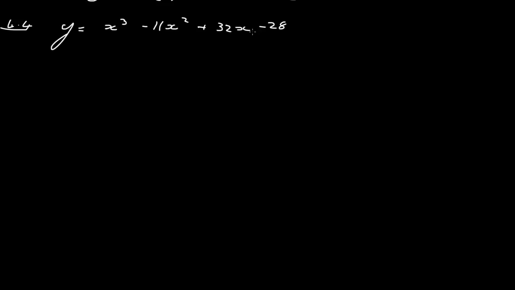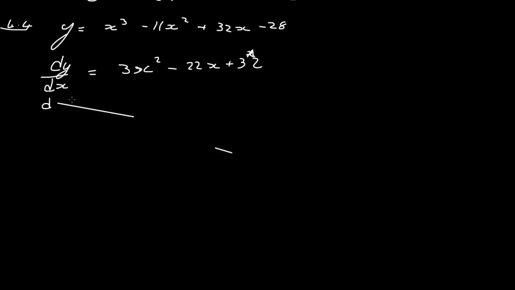Okay, so the maximum and minimum turning points. Let's take dy by dx. dy by dx is equal to 3x squared minus 22x plus 32. Let's also just take the second derivative. d squared y by dx squared is just the derivative of this function, which is 6x minus 22.